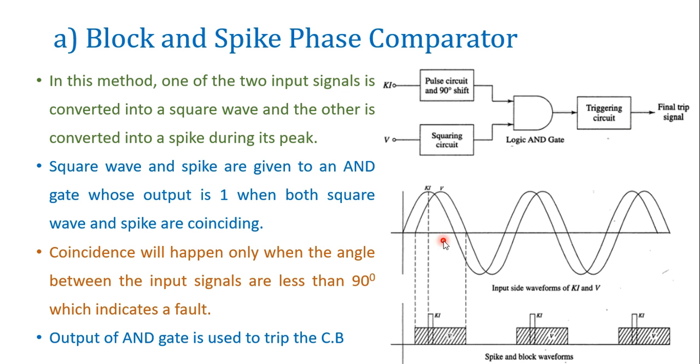So here also the coincidence angle psi is measured. If psi is less than 90 degrees, there is a coincidence: the spike and the square wave will coincide. If the coincidence angle of the input signals is greater than 90 degrees, there is no coincidence, so there is no output from the logic AND gate.